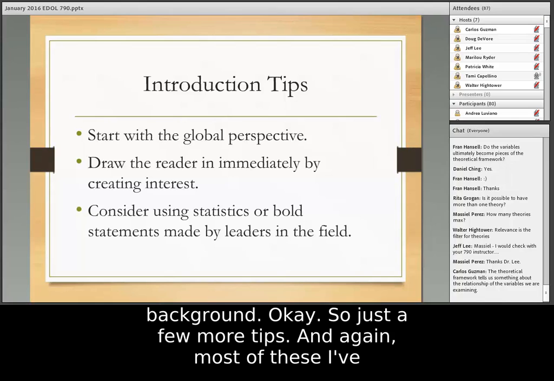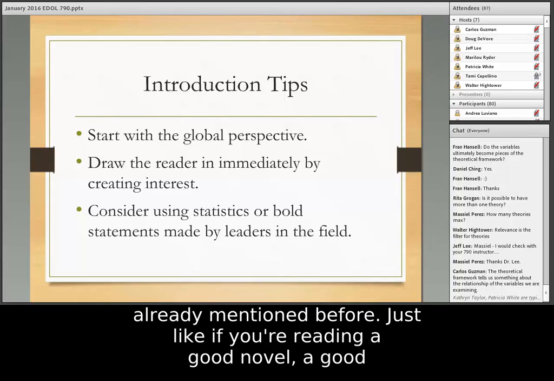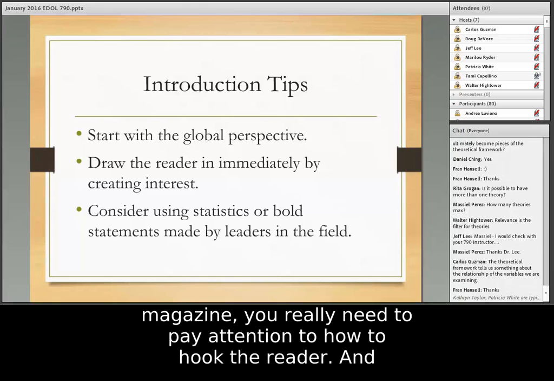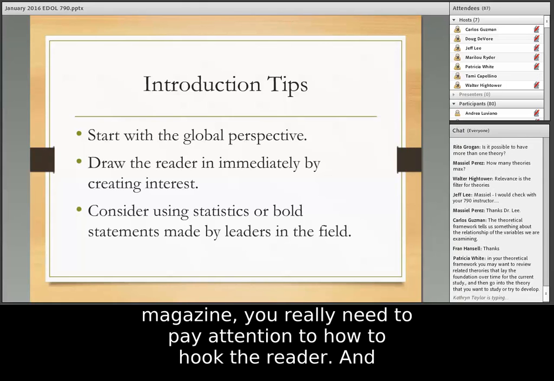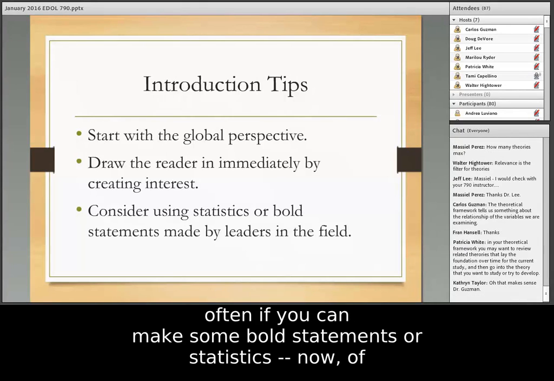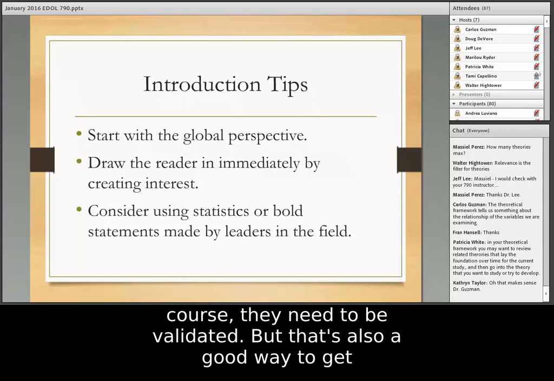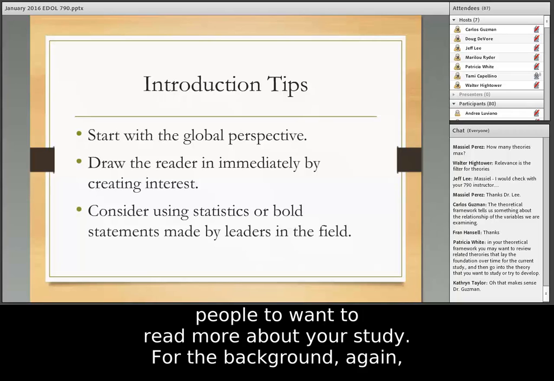Just a few more tips, and most of these I've already mentioned before. Just like if you're reading a good novel or a good magazine, you really need to pay attention to how to hook the reader. Often if you can make some bold statements or statistics, of course they need to be validated, that's also a good way to get people to want to read more about your study.